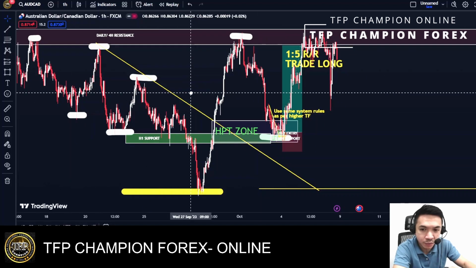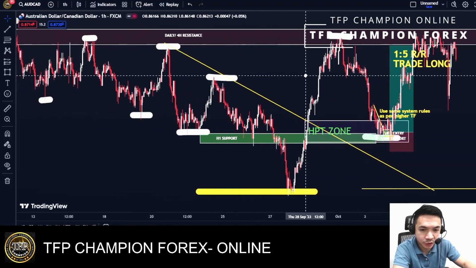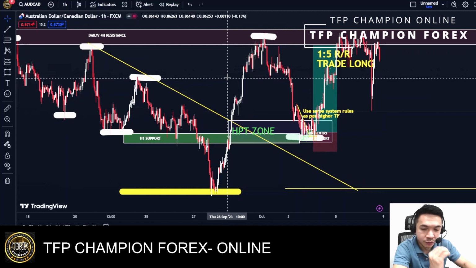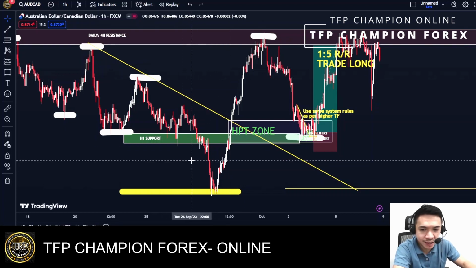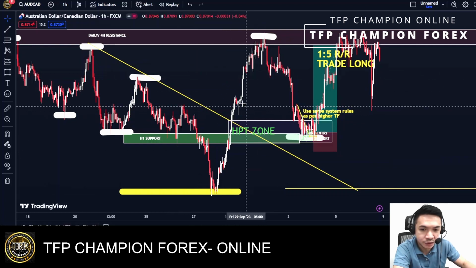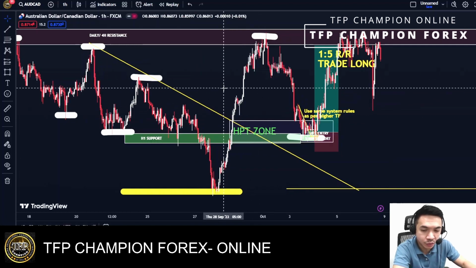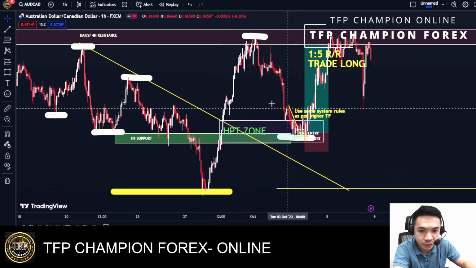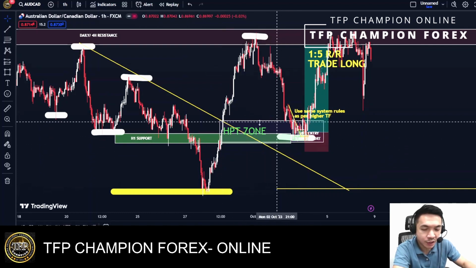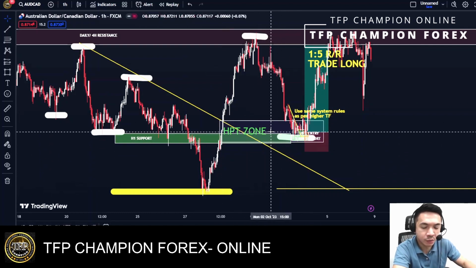So, based sa system rules natin, di ba? If you're aware of the war system, if we want to buy, we want to make sure we are buying at least two confluence. We are above or at the support level, and we have broke through a counter trend line of resistance. So, we have satisfied two confluence, or two rules. Okay? So, which means, itong area na to became our HPT zone for us to have a buy opportunity.